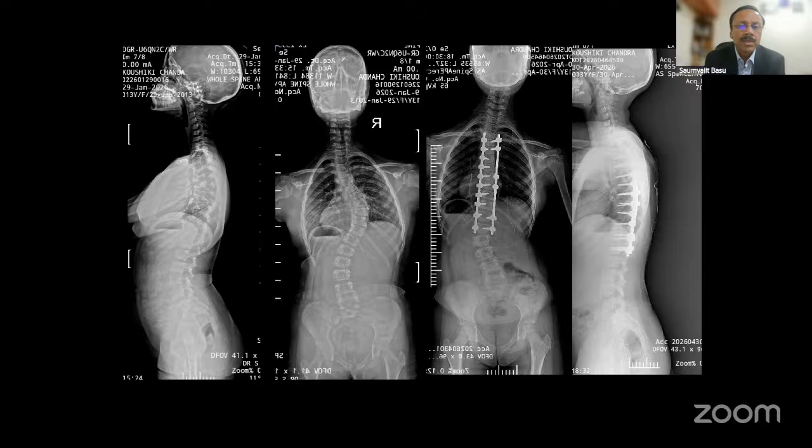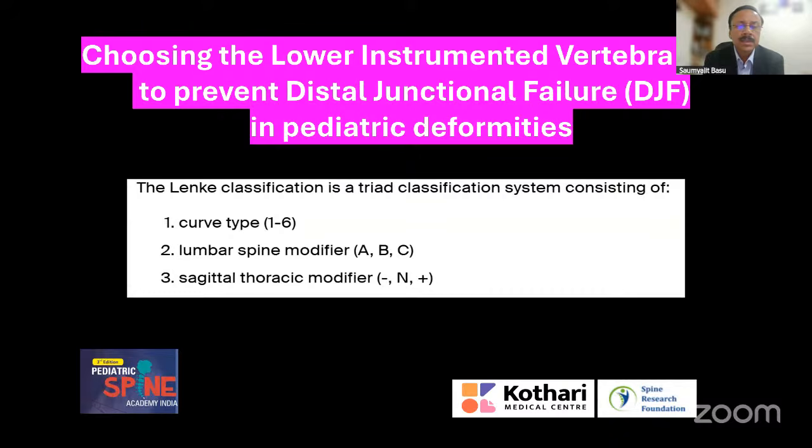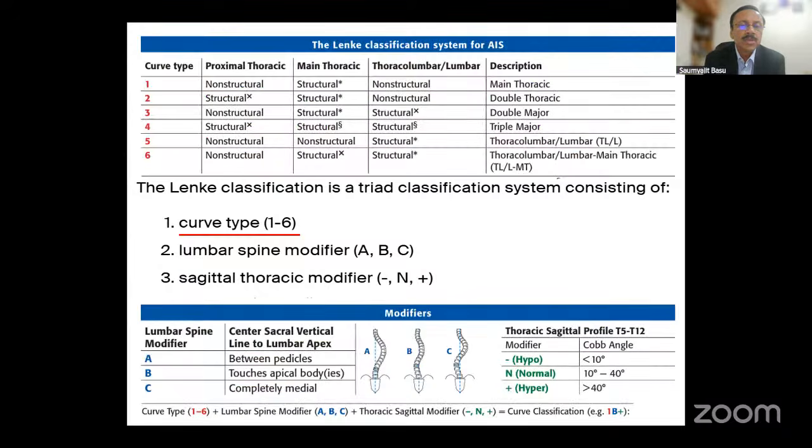So the LIV selection is very important, and I think the Lenke classification is the most important classification, which has actually given us a triad system in which he has developed a curve type, a lumbar spine modifier, and a sagittal thoracic modifier. And this is the first time that the sagittal thoracic modifier has been looked upon in any classification system. So for us, the curve type, we know that there are 6 types of curves.